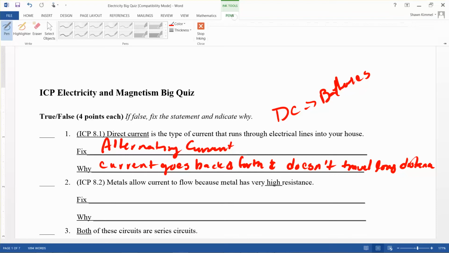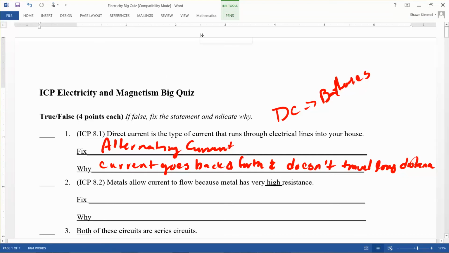My next one then, I'm going to make this thickness a little bit thinner, see if that helps any. Metals allow current to flow because metals have very high resistance. Well, resistance is the opposition to the flow of electrons, so I would say that's false. First one was false as well.